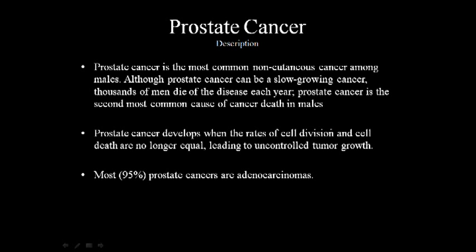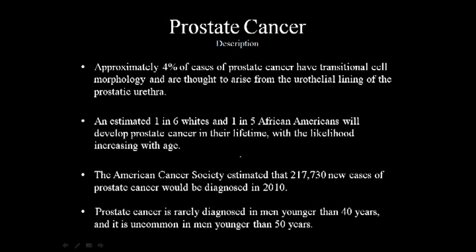Prostate cancer develops when the rates of cell division and cell death are no longer equal, leading to uncontrolled tumor growth. Basically, that's what you have with pretty much all cancers, where cell division starts going at an abnormal rate and cell death doesn't actually occur, and so you have abnormal tumor growth. Around 95% of prostate cancers are adenocarcinomas. So keep that word in mind, that most are adenocarcinomas.